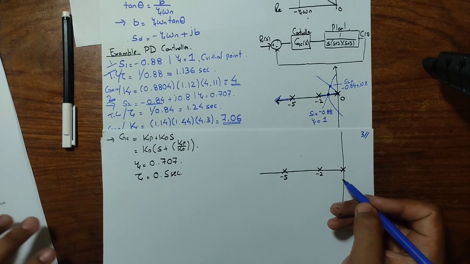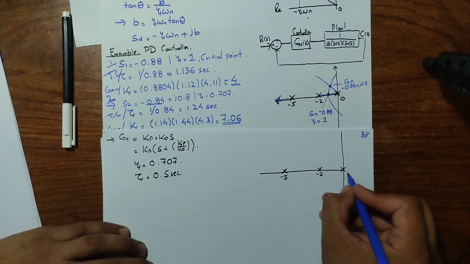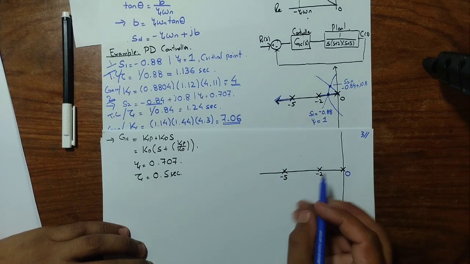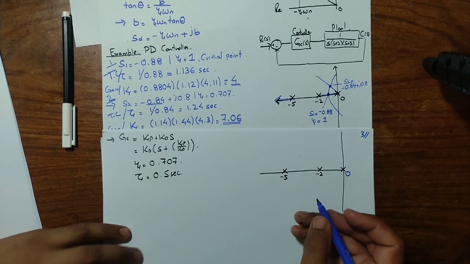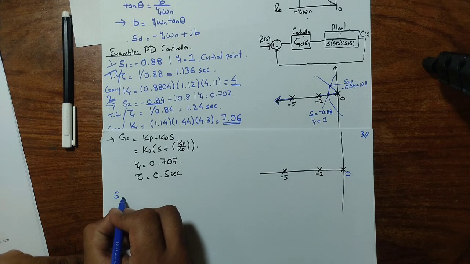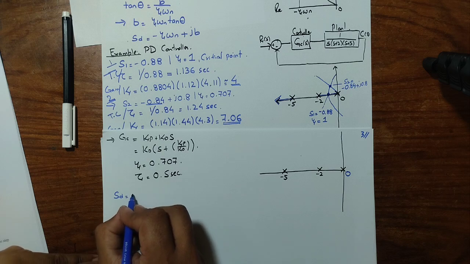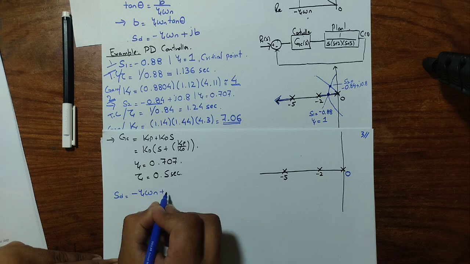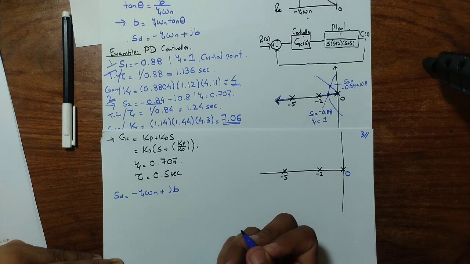In this case, we have a pole at the origin, which is an open loop pole, and poles at -2 and -5 as compared to the previous example. So we have to now compute the desired point. So what is the desired point? Let's call it ST. ST should have some real part, and it should have some imaginary part, right?